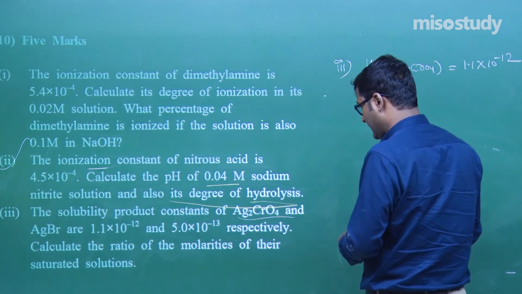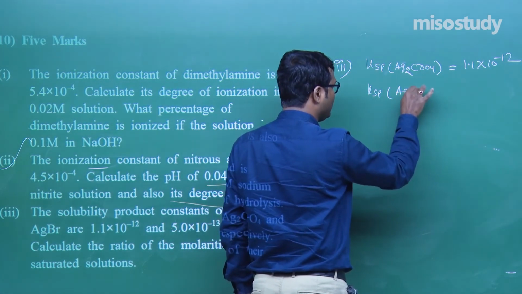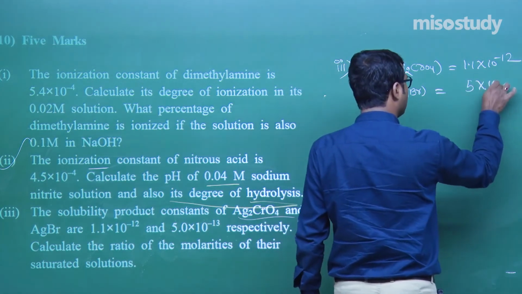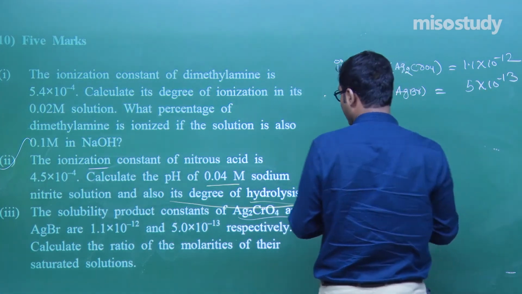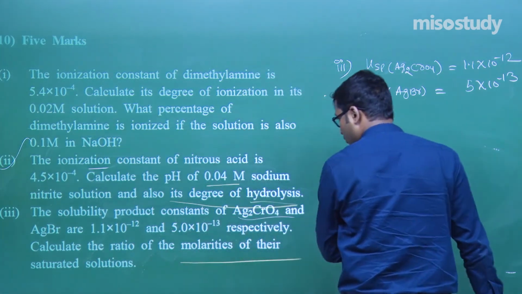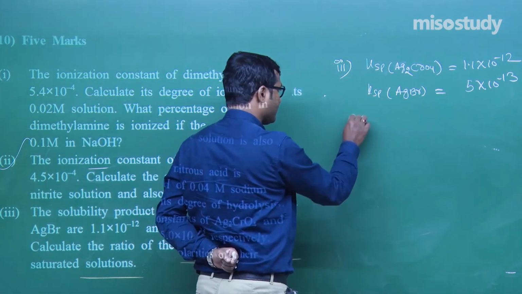Yes sir. And Ksp for AgBr is given here, 5 × 10^-13. Clear? Yes sir. Now what is given here? Calculate the ratio of the molarities of the saturated solutions. It's so simple.